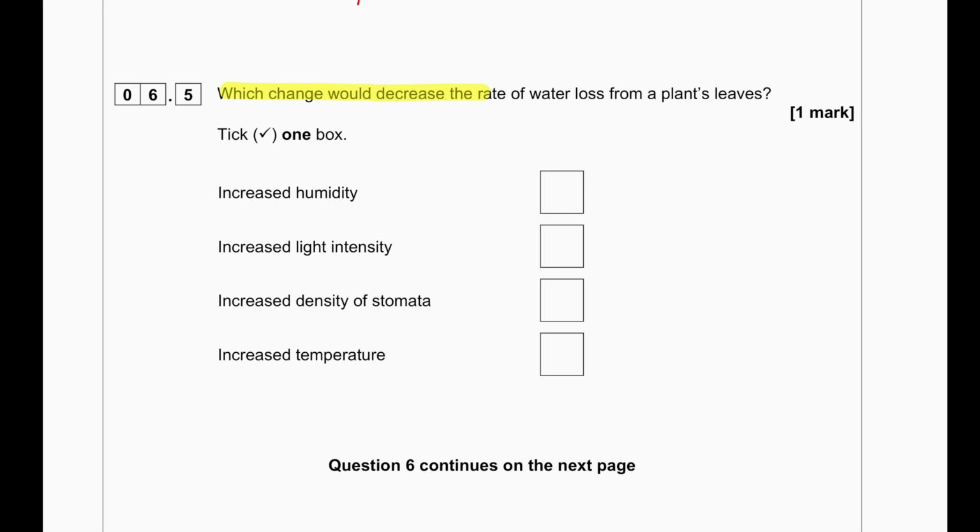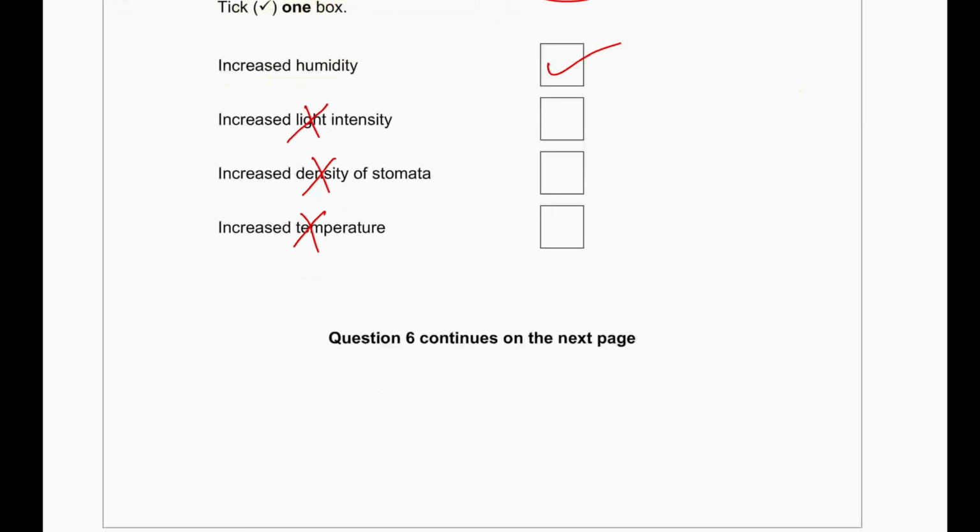Which change would decrease the rate of water loss from the plant's leaves? Because we want to decrease the rate of water loss, increased humidity will decrease the rate of water loss. The other points are not correct because increased light intensity increases the number of stomata that open, thus increasing the amount of water loss. Increasing density of stomata means that more stomata will be open and more water vapor will be lost. Increasing temperature means water molecules will have more kinetic energy, so more water will be lost as water vapor. So only the first option is the correct answer.